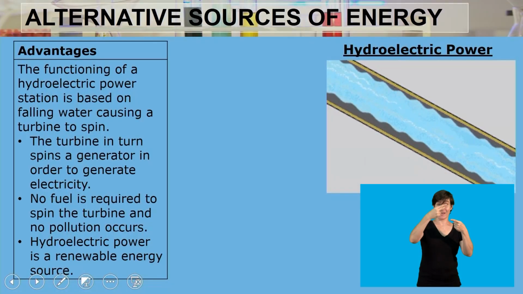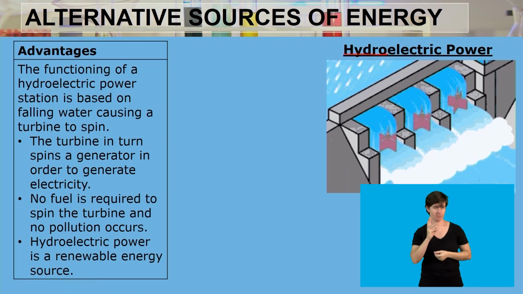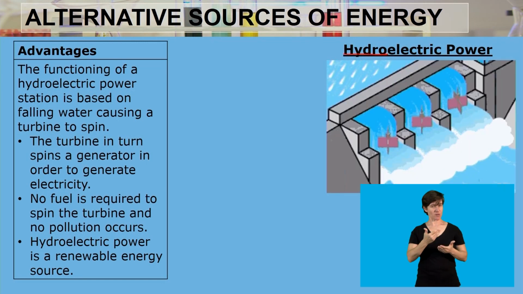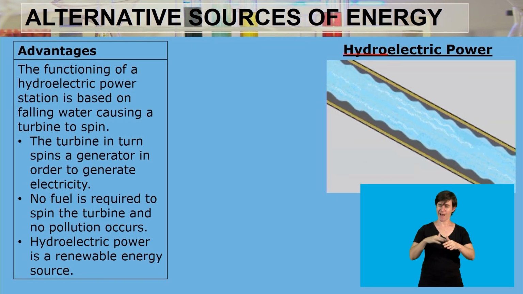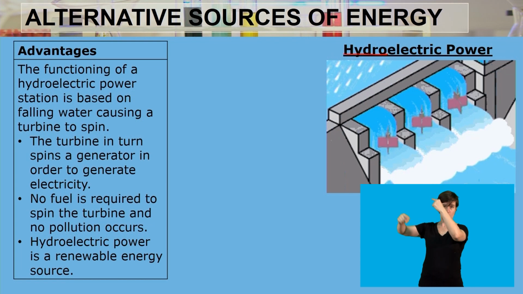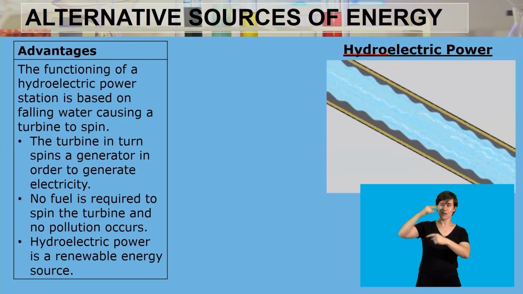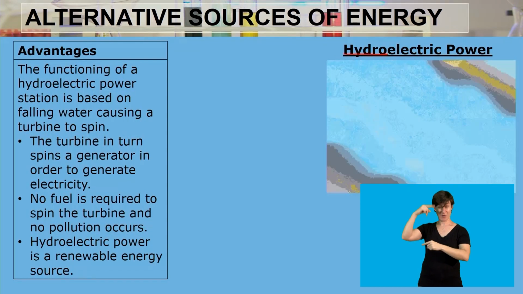Starting with the hydroelectric power plant, which is using hydro, coming from water. What are the advantages of using the hydroelectric power plant? The functioning of a hydroelectric power station is based on falling water, causing a turbine to spin. As this water is falling from either a dam or a river, it is going to cause a turbine to spin. And once the turbine spins, it is also going to spin the generator. And once that generator spins, it is going to produce the electricity, which is then transported by the power lines into the factories and houses.